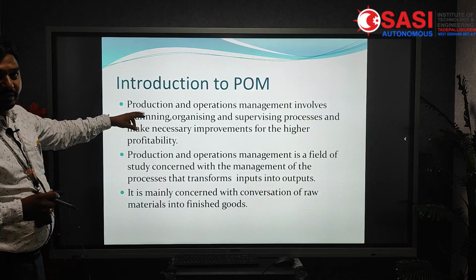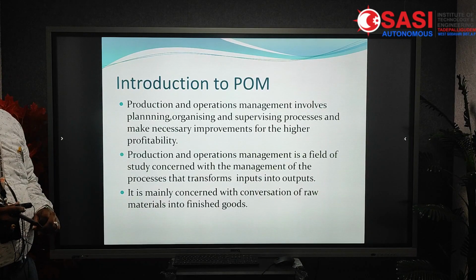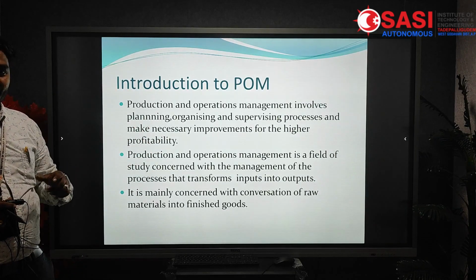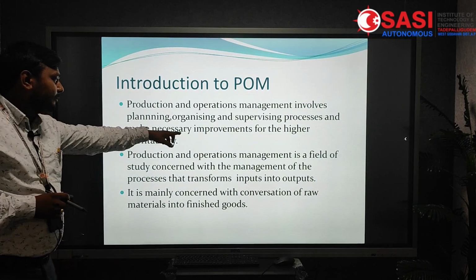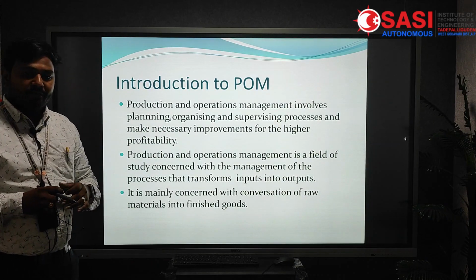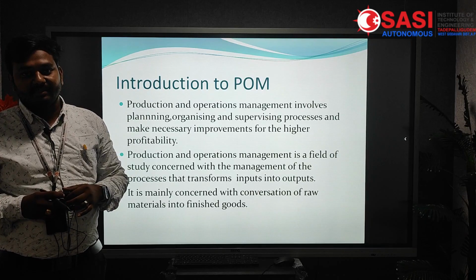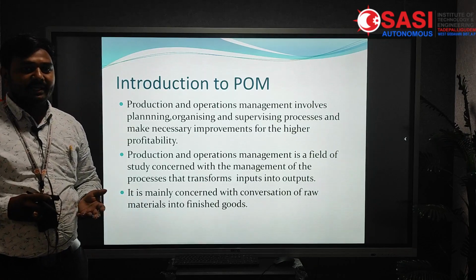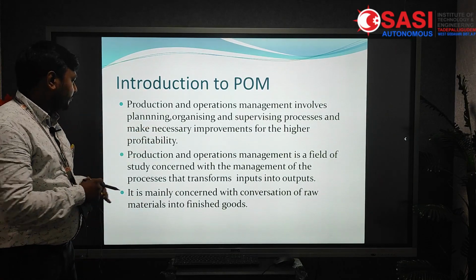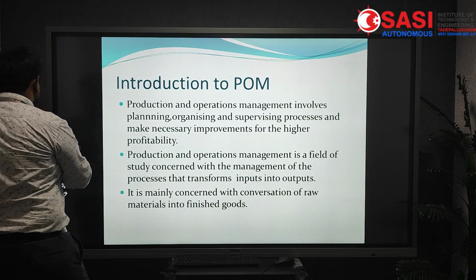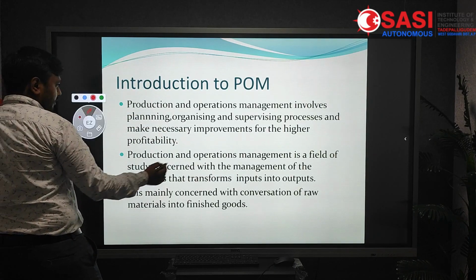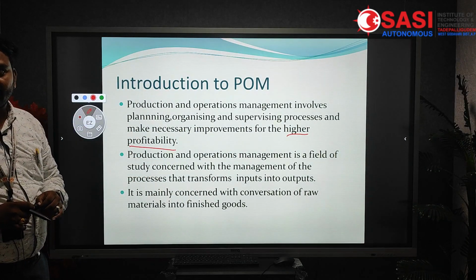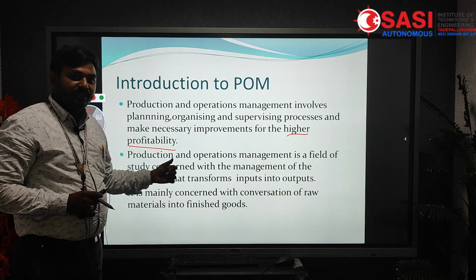So here you can observe the definition of the production and operations management. Majorly it involves planning, organizing and supervising the process to make necessary improvement for the higher profitability. If you go for any kind of organization, every businessman wants to earn the maximum profits compared to the previous years. So for getting a higher profitability, it is very important to manage all the processes within the organization.